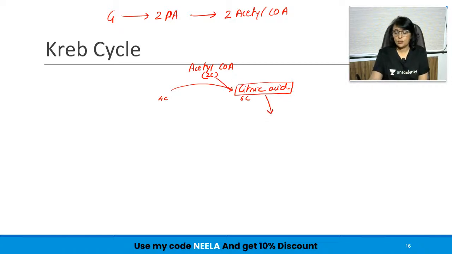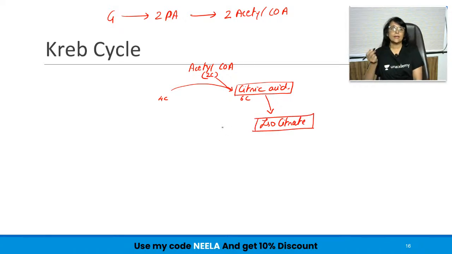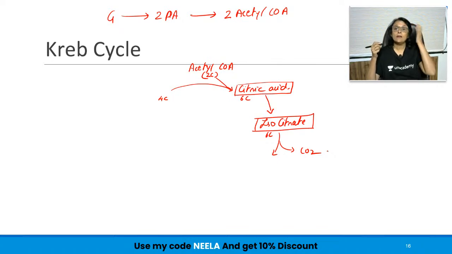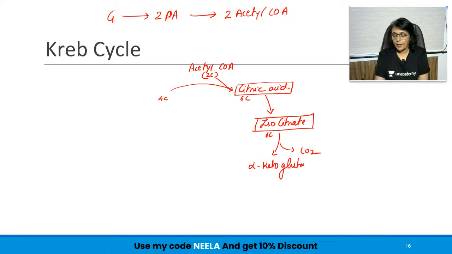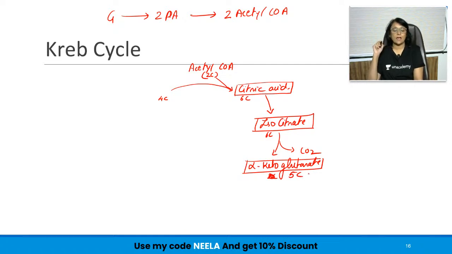This citric acid will change into its isomer, and that is called isocitrate. Very simple. Citric acid is 6 carbon, isocitrate should also be 6 carbon, they are isomers. Then there is loss of carbon dioxide. One carbon dioxide is given out. That is decarboxylation taking place. So if one carbon is lost from a 6 carbon compound, we get alpha ketoglutarate, which is a 5 carbon compound. One carbon is lost from the 6 carbon.